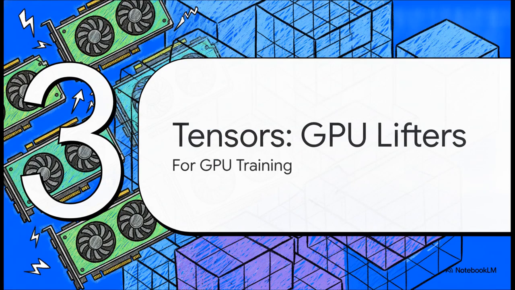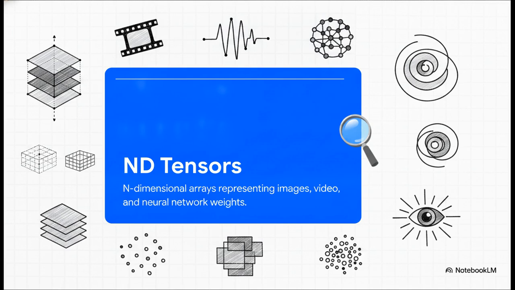Section 3. Tensors, the GPU heavy lifters. Let's see how this builds. Okay, so if vectors are the semantic searchers, tensors are the absolute heavy lifters of the GPU training world. Deep learning models require an incredibly complex level of mathematical processing that goes way, way beyond just a simple list of numbers. Enter ND tensors.